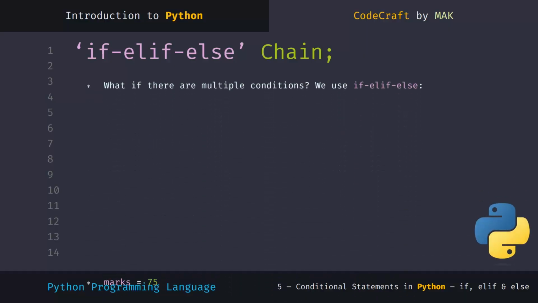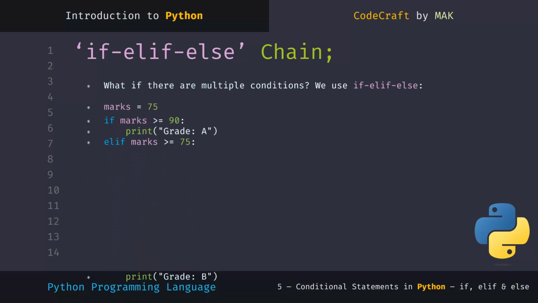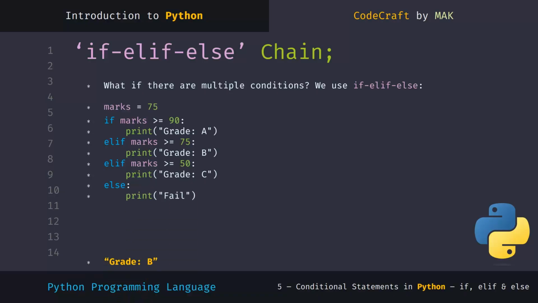What if there are multiple conditions? We use if, elif, else. Example, marks equals 75. If marks is greater than or equal to 90, print grade A. Elif marks is greater than or equal to 75, print grade B. Elif marks is greater than or equal to 50, print grade C, else print fail. In our case, it will print grade B as marks are greater than or equal to 75.